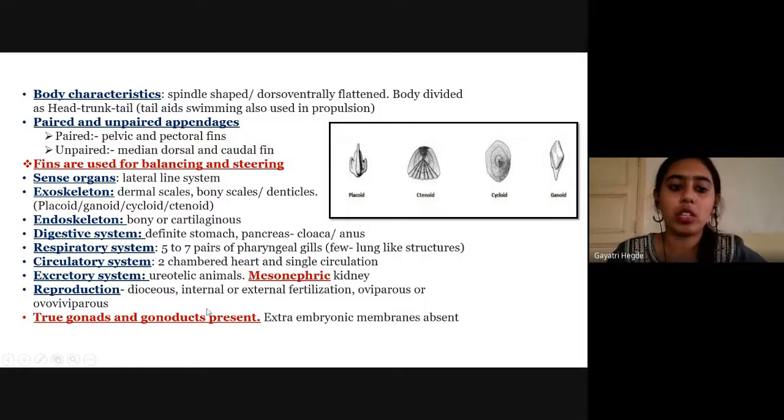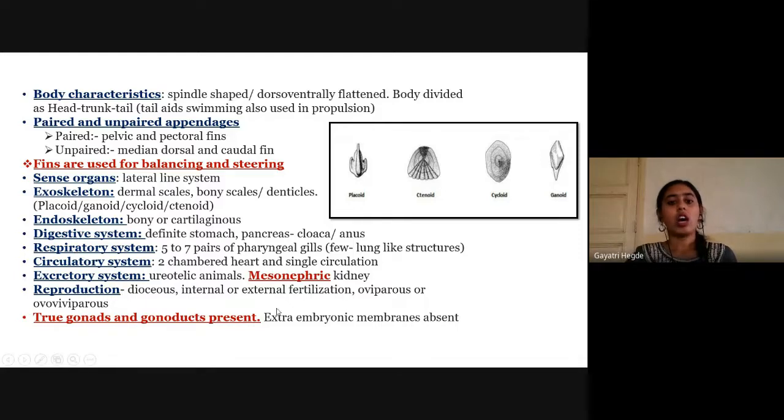Coming to reproduction, they are dioecious. Dioecious मतलब sexes are separate. Male fish will be different and female fish will be different. एक ही एनिमल में दोनों ऑर्गन्स नहीं रहेंगे. They won't be hermaphrodite. ठीक है, they are dioecious, unisexual.